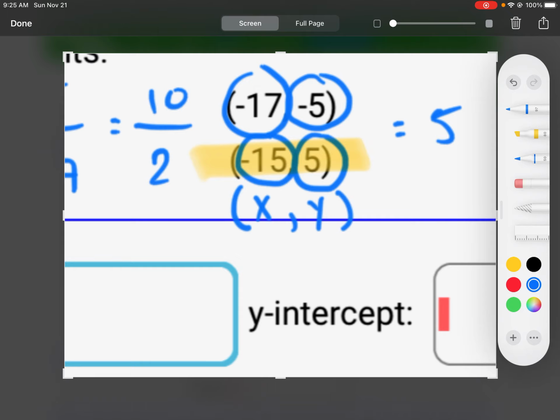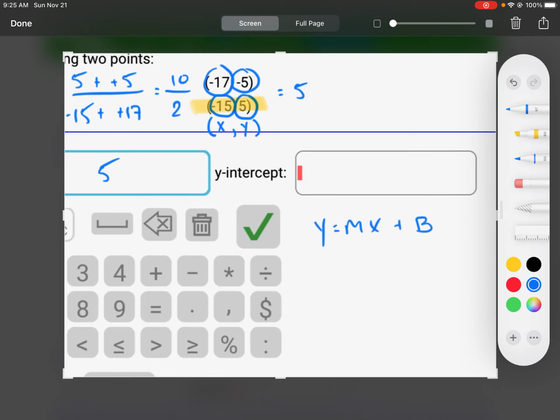X, then y. And I'm going to put the negative 15 in the x spot. So right below the x, I'm going to put the negative 15. Right below the y, I'm going to go ahead and put the 5. I've already calculated my m value, which is 5. That's my slope, so I'm going to put that below the m value. And I'm going to put everything else in. There's my equals, there's my multiplication sign, and my plus b.